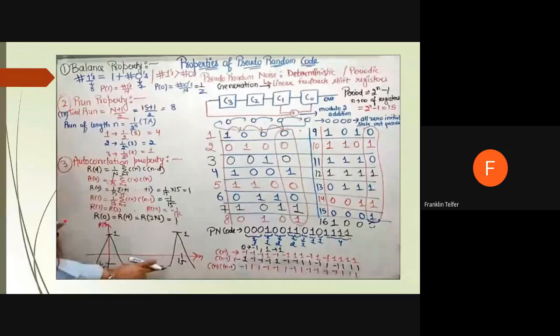R of t is equal to 1 by N, the summation of c of n minus t, where t is the delay. So c of n minus 1, let us take a delay of 1. Then you have to cyclically shift this to the left-hand side, and the front, the MSB, will be taken to the next bit, on the c of n minus 1. So likewise you can shift it, and you can find out the c of n minus 1.